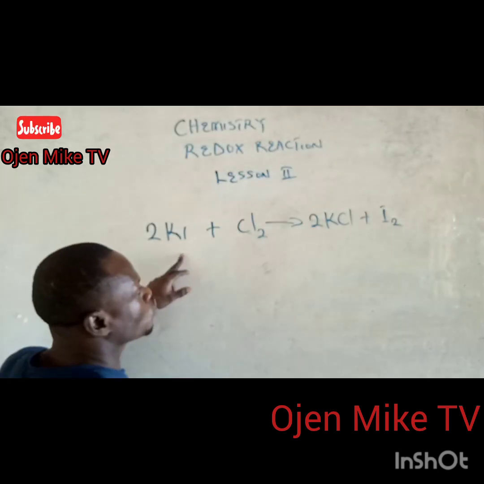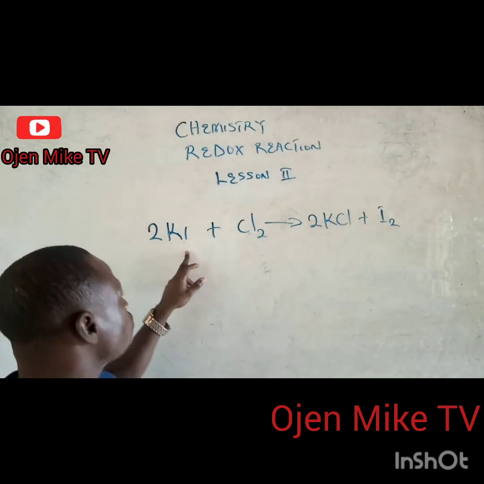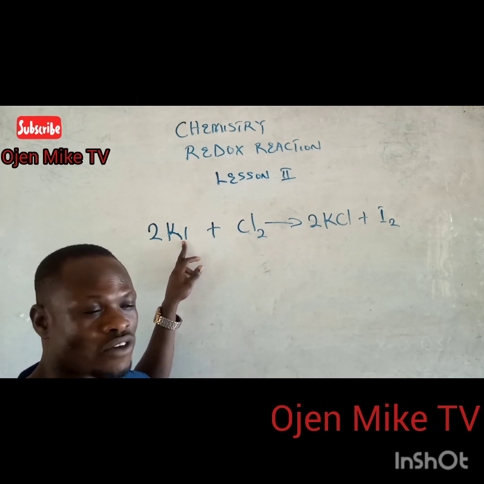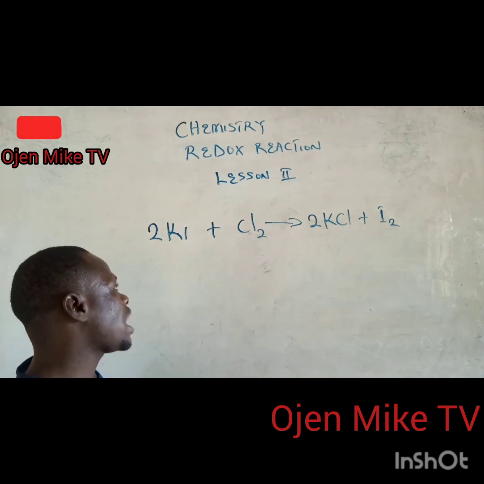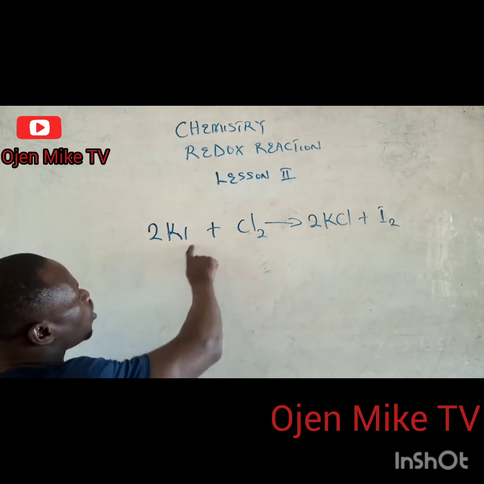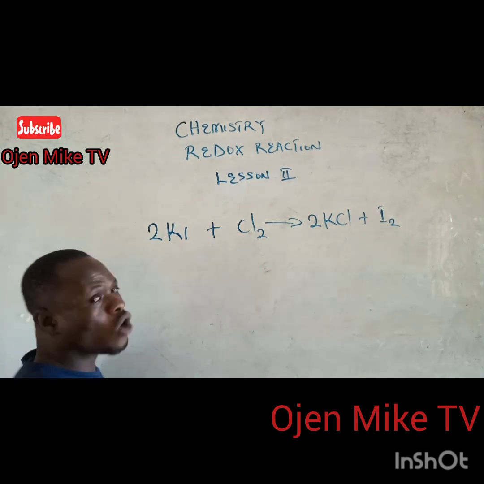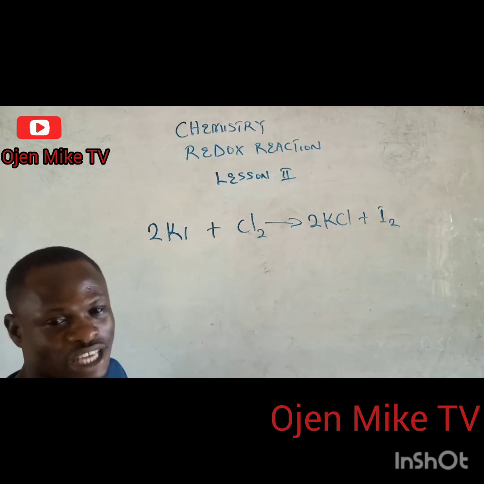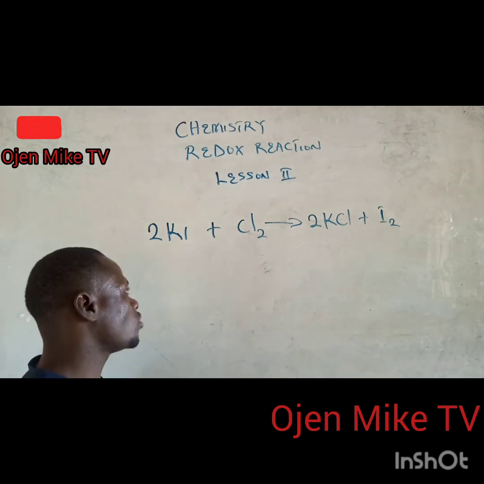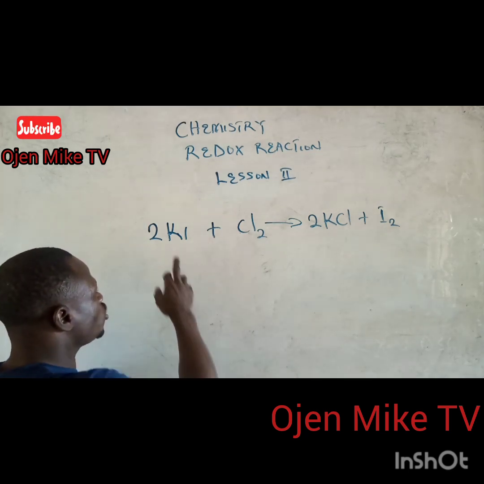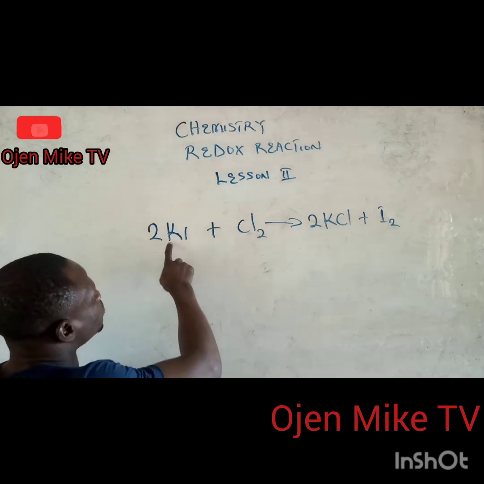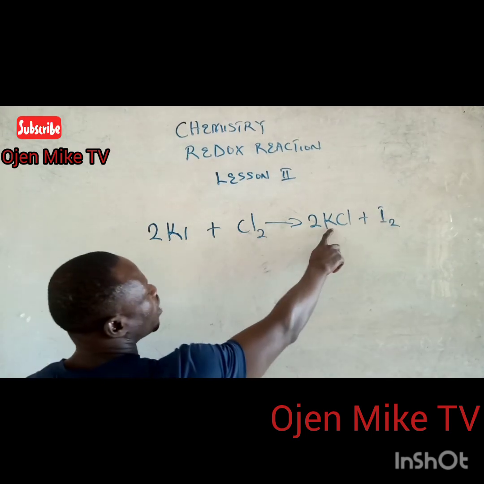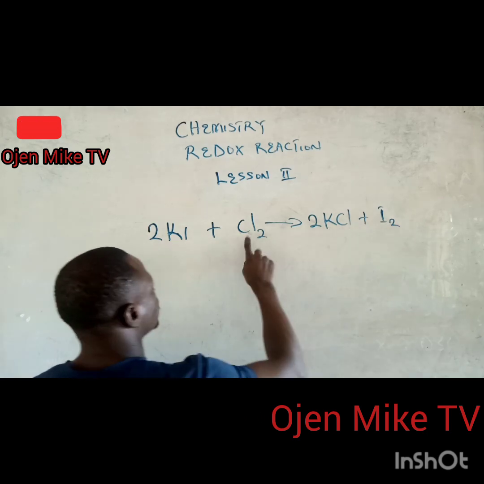In this particular equation, like in our previous video, we say that a redox reaction is a type of chemical reaction where there is transfer of electrons between atoms. So in this one, we want to look at which one undergoes oxidation and which one undergoes reduction, and which one is the oxidizing agent and which one is the reducing agent. In this case, we have potassium iodide, and we also have potassium chloride, iodine here and chlorine here.